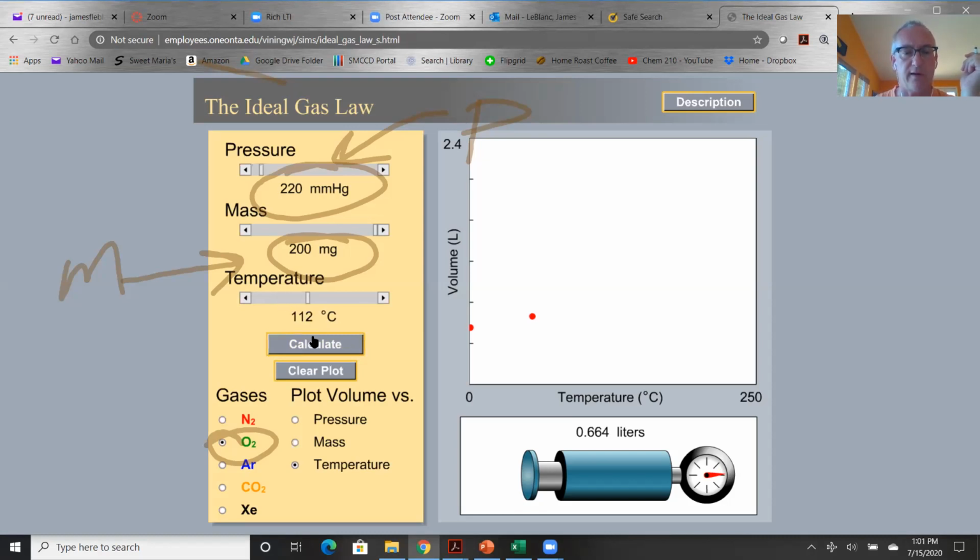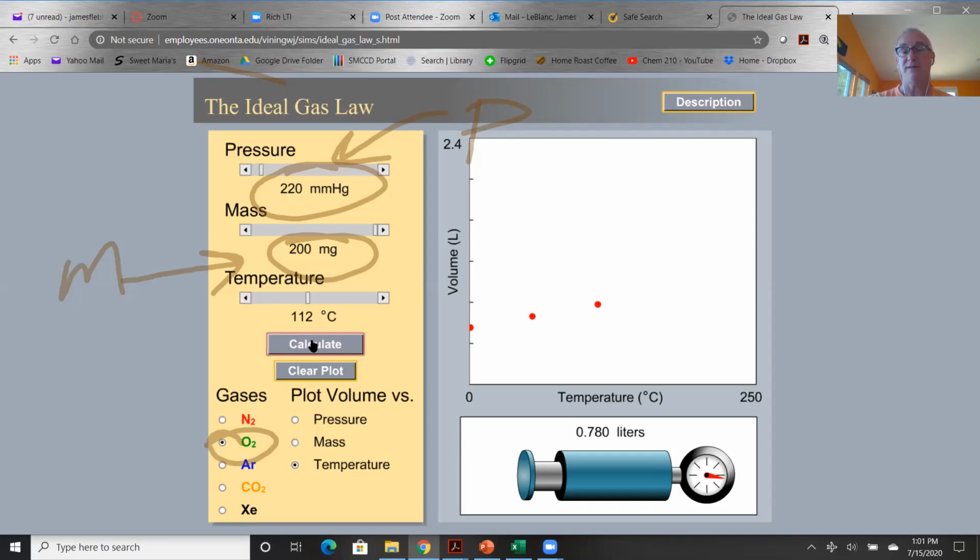Say, I don't know, 112. So 112 gives me 0.780 liters. Is that zero significant? The 780, is that a significant digit? Yes, it is.